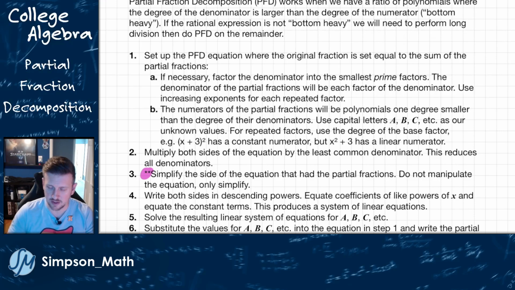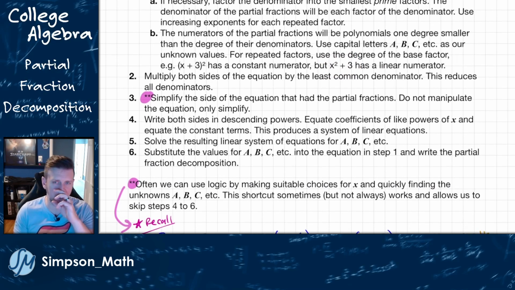So just to note, it says for repeated factors. Oh, and we're going to use those capital letters like we saw. For repeated factors, we're going to use the degree of the base prime factor. What I mean by that is, if we see x plus 3 squared, that is the linear factor x plus 3 that's been repeated, so that would have a constant numerator. But something like x squared plus 3 would have a linear numerator because this is a prime quadratic.